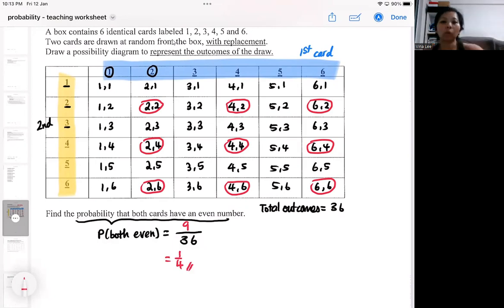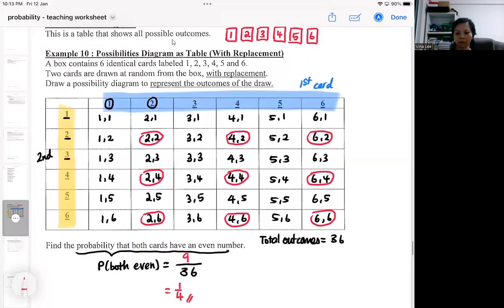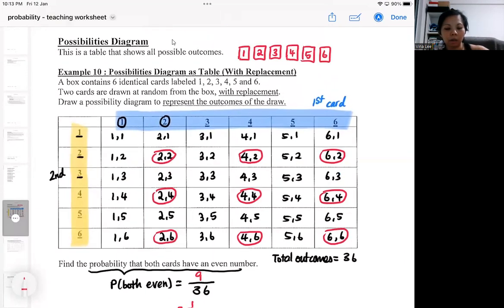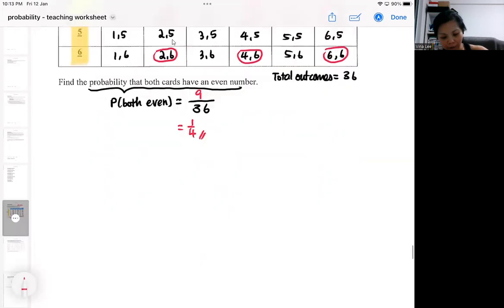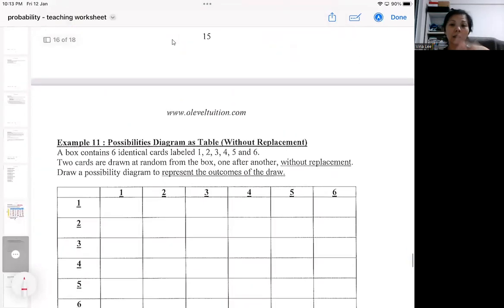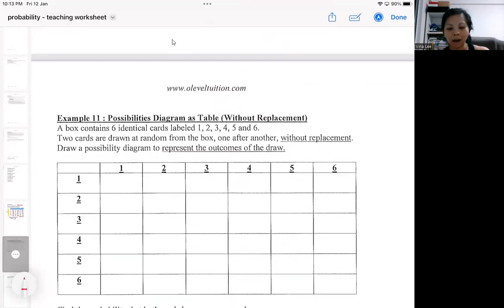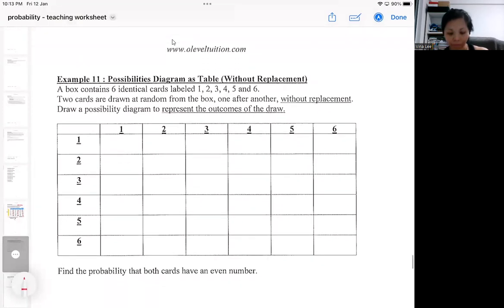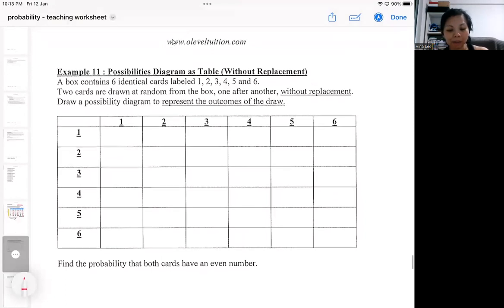So that is how you lay out a complex tree diagram into a table, because there are just too many outcomes if I were to use the tree diagram. Okay, so if you understand this, we are going to the next example, which is exactly like the first one, except that we are not going to replace a card.